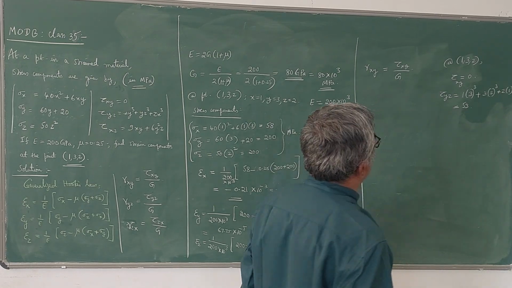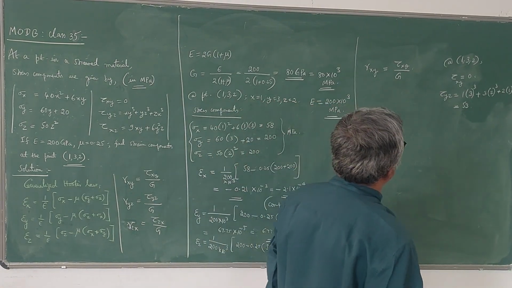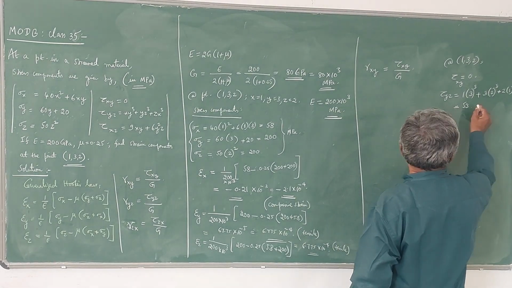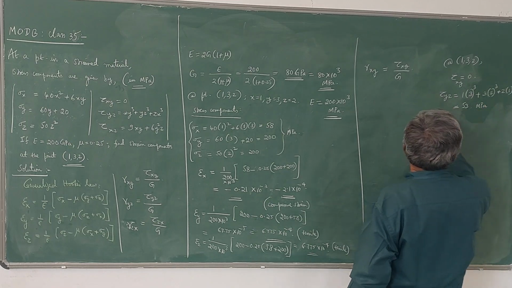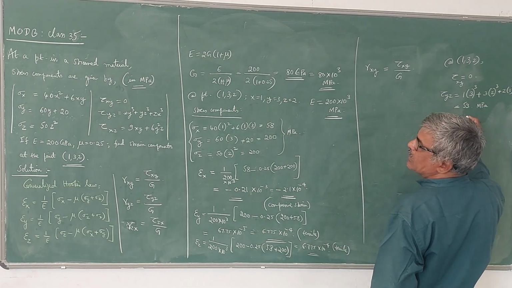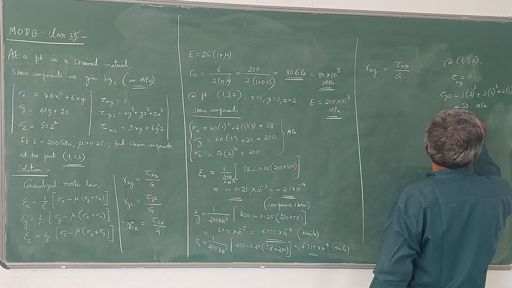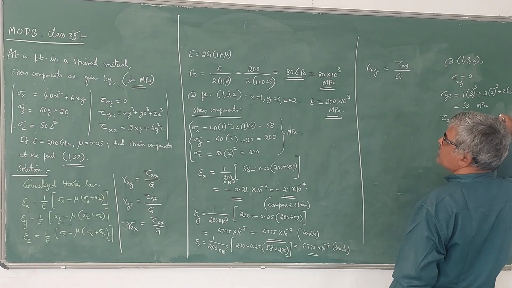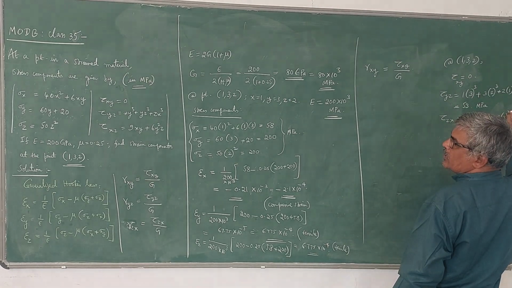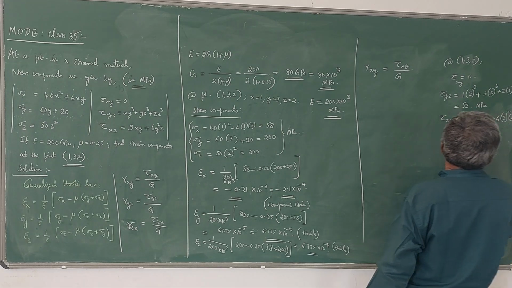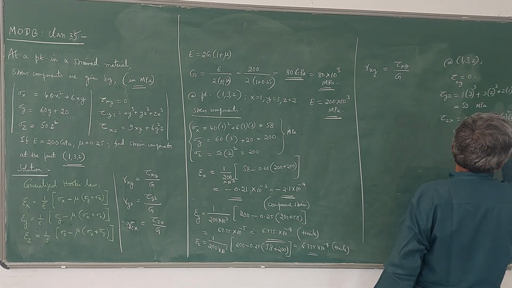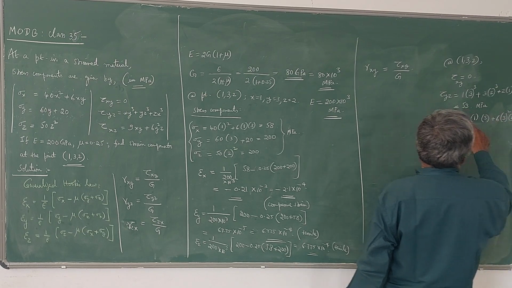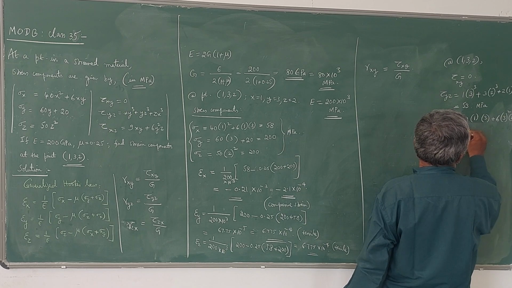So 27 plus 24, 51 plus 2, 53. So tau yz is 53 MPa. Then tau zx is 9xy plus 6y square z. 9 into x is 1, y is 3, plus 6 into y square, that is 3 square, into z is 2. If you simplify this, it is 27 plus 9 into 6, 54. 54 into 2, 108. 108 plus 27 is 135 MPa.